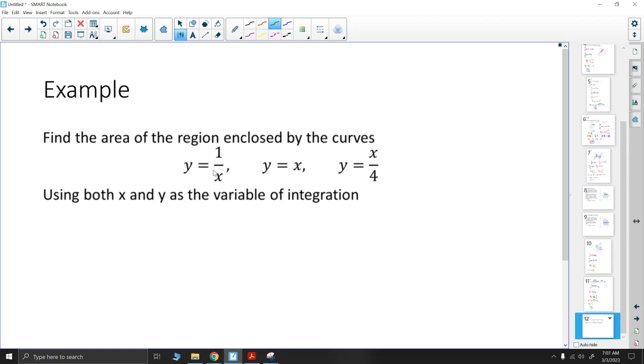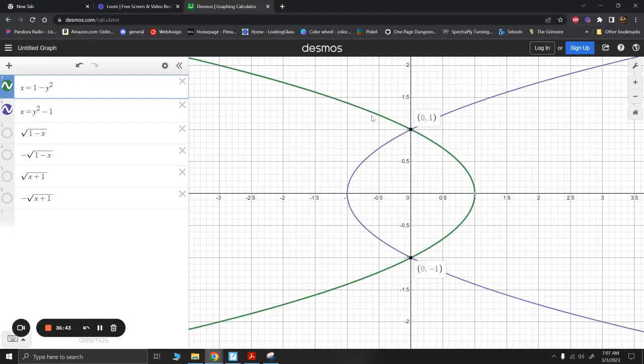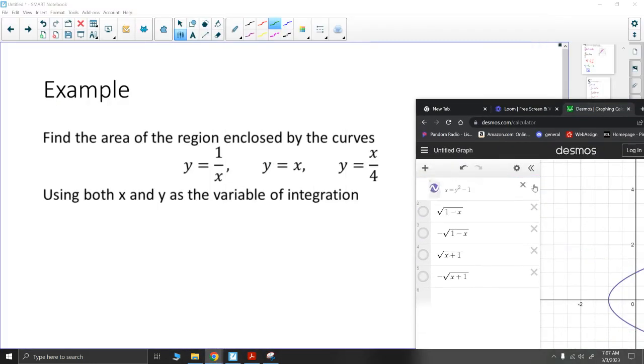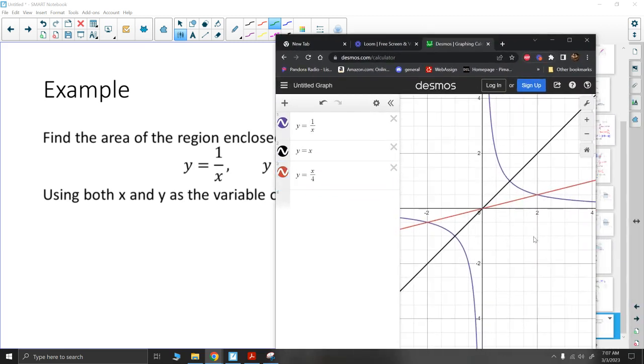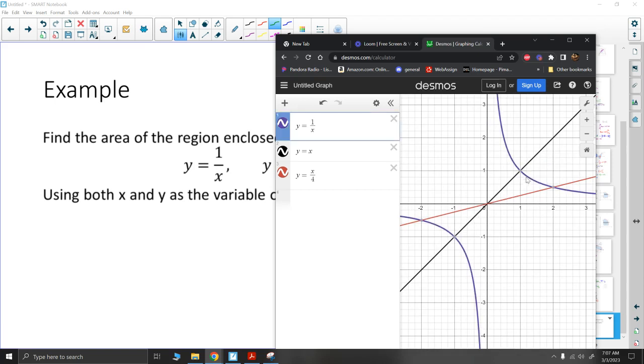So we have y equals 1 over x. Let's go ahead and graph this so we can get an idea of what we're looking at. y equals 1 over x. We have y equals x and y equals x over 4. Okay, so we want to find some region bound by this thing.